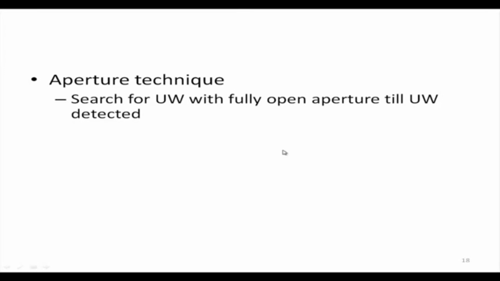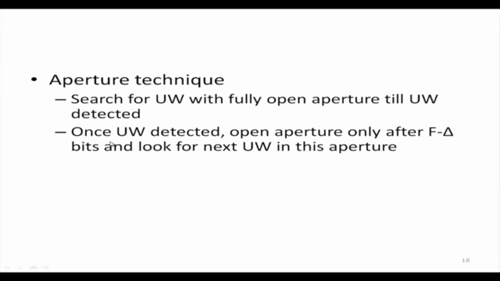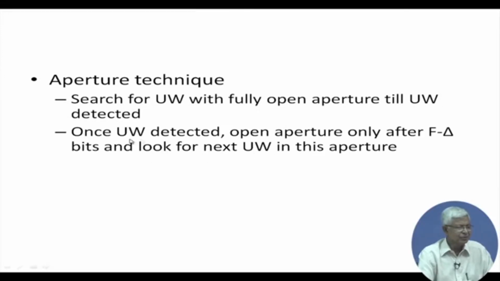Now, that unique word may be the correct unique word, or it may be a pattern in the data which, with errors, looks like a unique word. Assume that something is detected. Once the unique word is detected, you open an aperture only after F minus delta, where F is the frame rate. Assume this is the correct unique word. The unique word will repeat after F, so F minus delta is where you open the aperture and look for the unique word there.